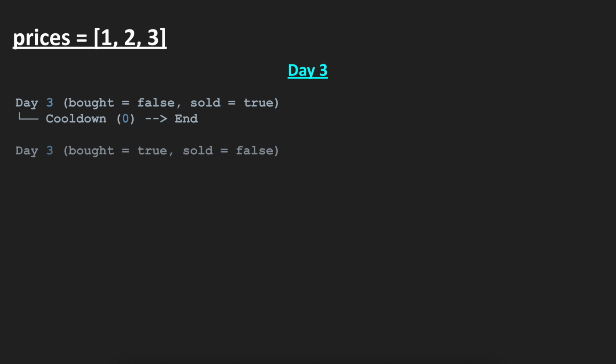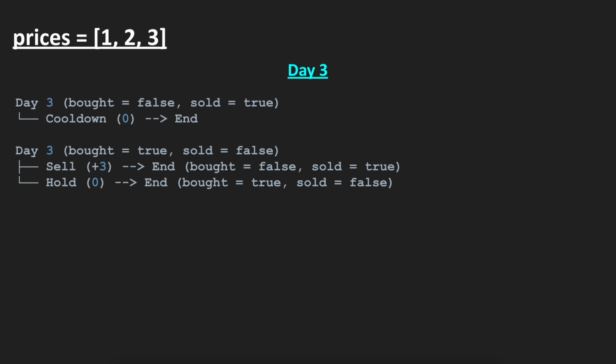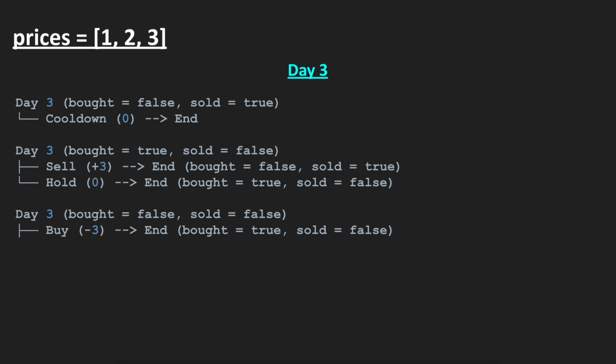That's the end. The next case is that if bought is true and sold is false, which means that we have bought either at day 1 or day 2, we can either sell our stock, or we can hold it. Those are the two options that we have. And the last one is that if we haven't bought anything at day 1 and day 2, then again the options are to either buy or skip, not to buy at day 3. So that's all the options that we have, even if we had day 4, day 5, and so on. Those are the options we can have for each day.